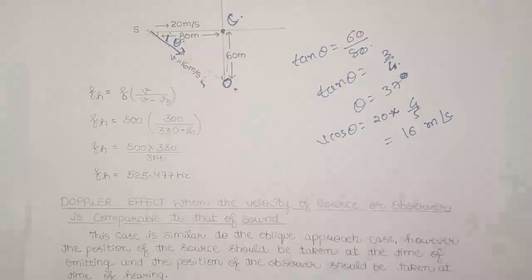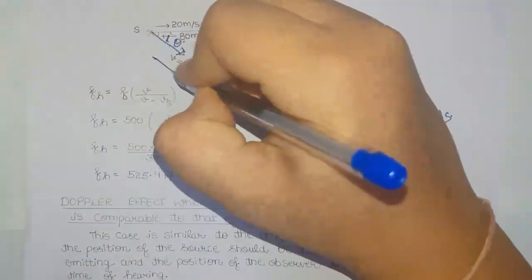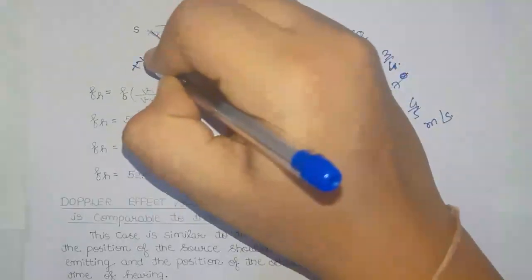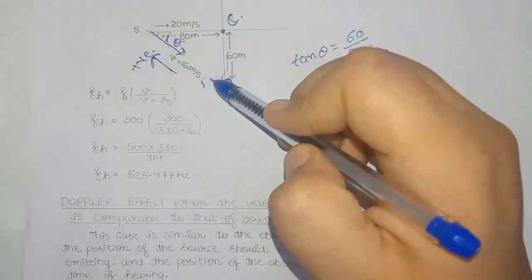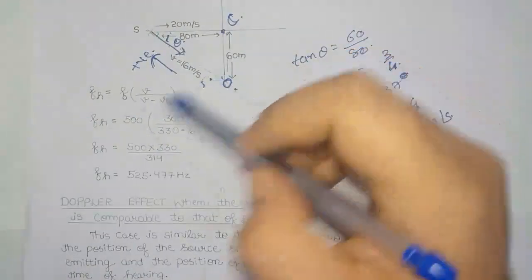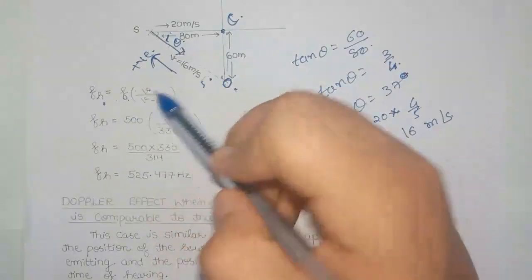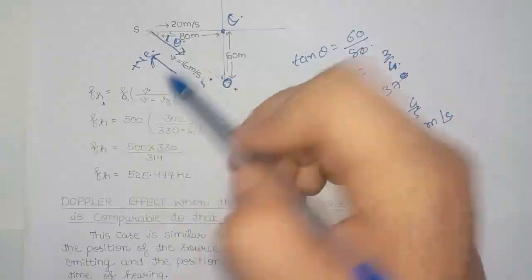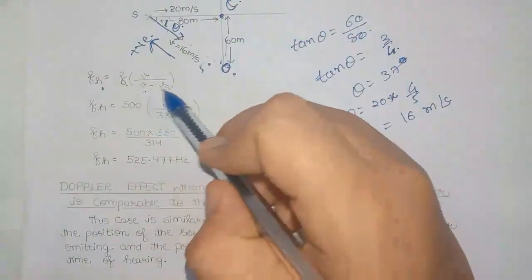Now let us check the sign. The listener-to-source direction is taken positive. This direction is taken positive. As the source is moving in the opposite direction, the velocity of source will be taken negative. So the frequency heard will be equal to f into v plus or minus 0, since the observer is at rest, divided by v minus vs.